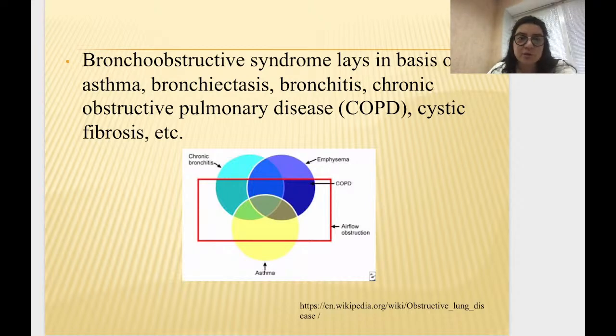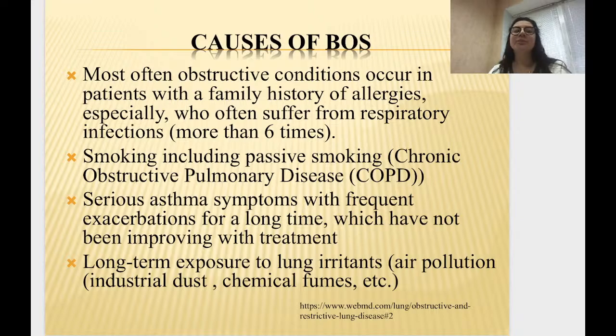Bronchoobstructive syndrome lies at the basis of asthma, bronchiectasis, bronchitis, chronic obstructive pulmonary disease or COPD, cystic fibrosis, etc. Another rare disease. Yes, one more time the picture from the first slide. Three main components: emphysema, asthma, and bronchitis.